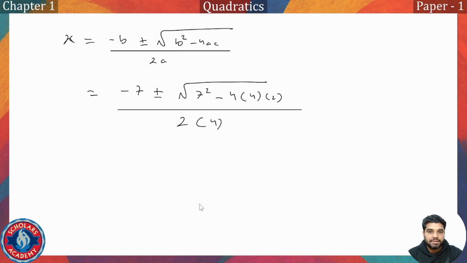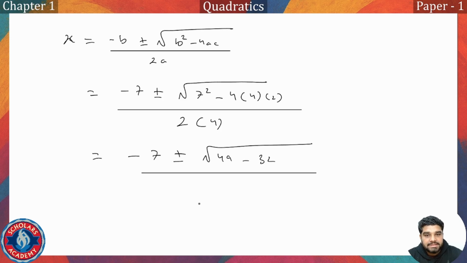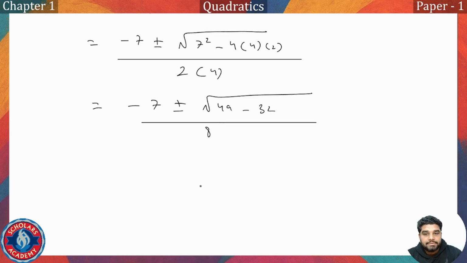Once we substitute it, now we simplify it. So very less chances of going wrong anywhere. Square of 7 is 49 minus 4 fours are 16, 4 sixteens are 32. Sign is negative and 4 twos are 8. So we simplify further, negative 7 plus minus root of, and if we subtract it, we get 17 by 8.